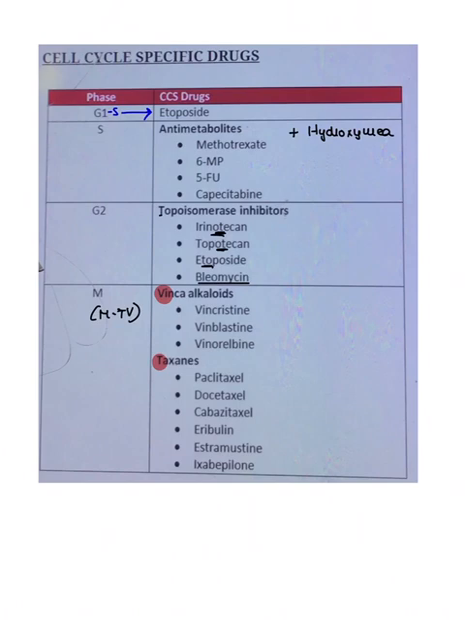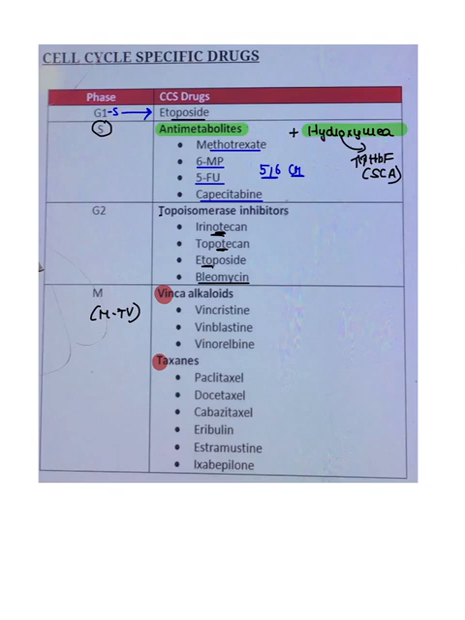Now coming on to the cell cycle specific drugs, either acting on the G1S phase, S phase, G2 phase, or M phase. So G1S, it's the etoposide drug. That acts on the G1S phase. In S phase, we have two categories, the antimetabolites and hydroxyurea, the drug that you remember increases HbF in sickle cell anemia. I think everyone remembers this use by now. Then we have methotrexate, 6-mercaptopurine, 5-fluorouracil, and capecitabine. So remember like this, antimetabolites, S phase.